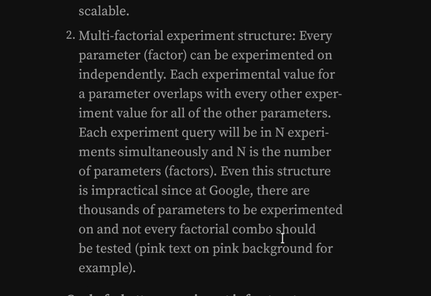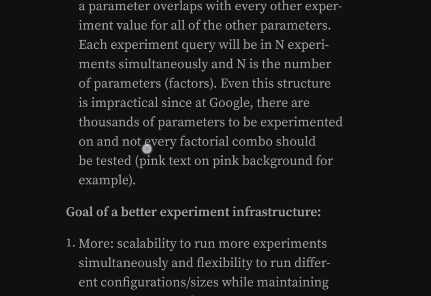Pink text on pink background, and even breaking the UX. So the example here is pink text on pink background. What they're saying is that we don't really need all the combinations of the parameters. Not only do we not need them, we do not want them, because one of the combinations is breaking the UX: pink text on pink background. So this is both good and bad. It's bad because we need to know about this, but it's good because it's removing some combinations of factors.